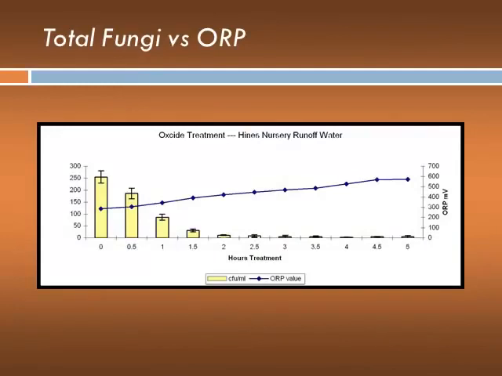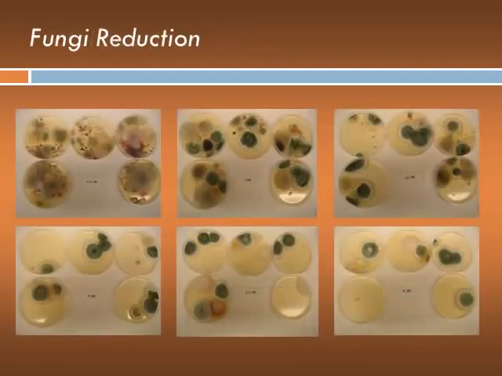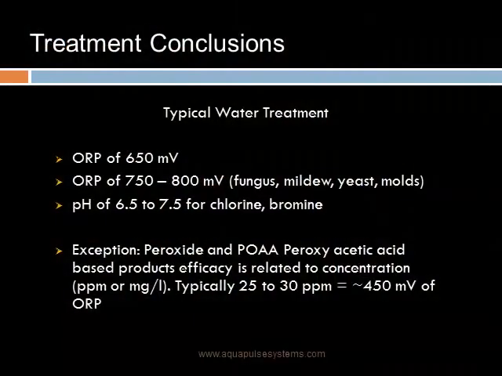This is a study that was done on nursery runoff water, shown over time that as ORP increases, there is a reduction in fungus. This again shows progressive fungus reduction on the samples that were taken on that runoff water. In typical water treatment, you would run an ORP of 650 millivolts, with 750 to 800 millivolts for fungus. Peroxides and peracetic acid tend to produce lower ORP values and are typically around 400 to 450 millivolts for about 25 to 30 parts per million of chemical.